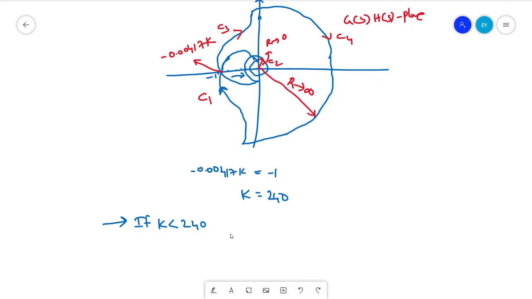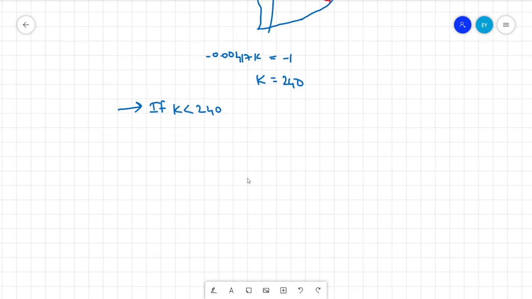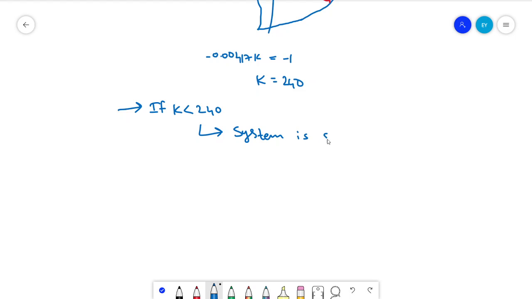Okay, then you need to check with the poles also. If any pole is there on the right half of the S-plane, the system will be unstable. This will be applicable only if you have poles on the left half of the S-plane. Okay, so for this condition, the system is stable.